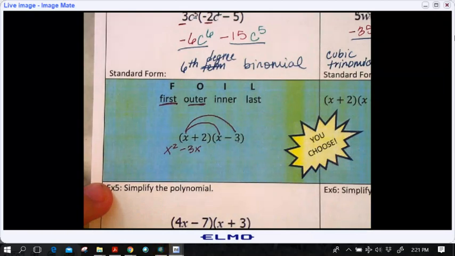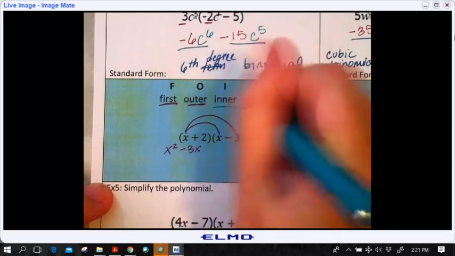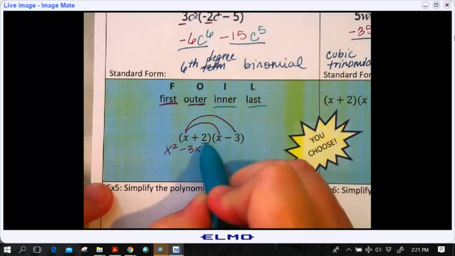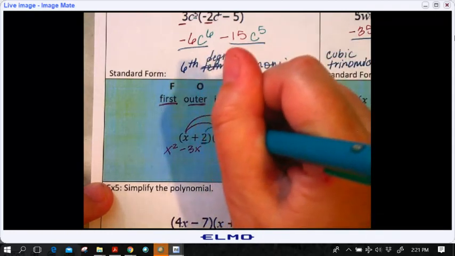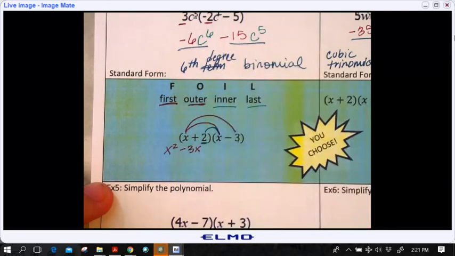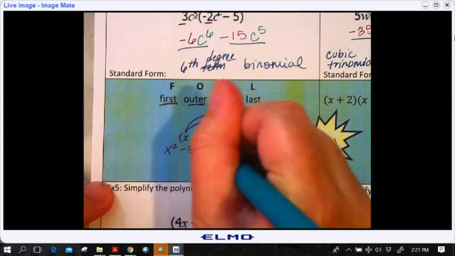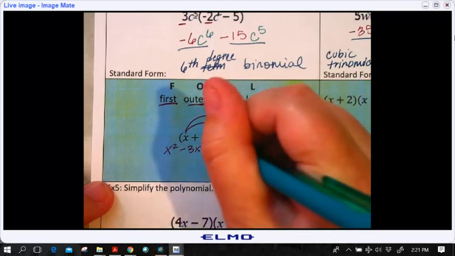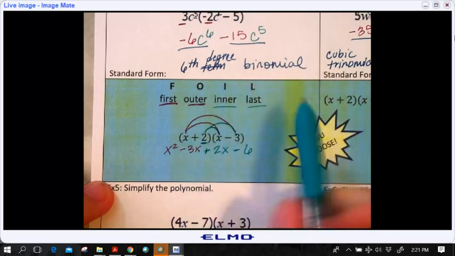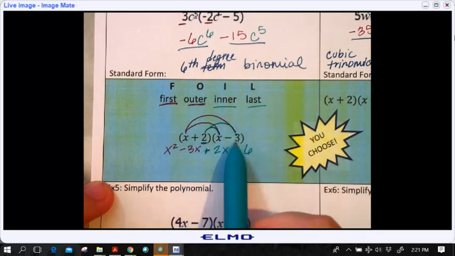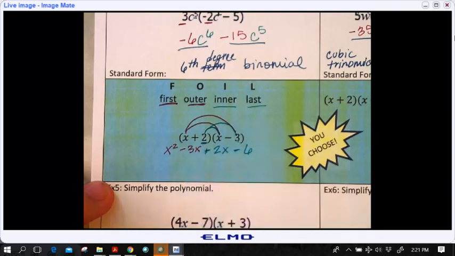Now let's do the other two. So the inner and the last. So I'm going to do this second term of the first binomial, and I'm going to multiply that by the inner term of the other one. So 2 times x is a positive 2x. And then 2 times negative 3 is negative 6. And they call this last because 2 and negative 3 are both the last terms of their binomials.